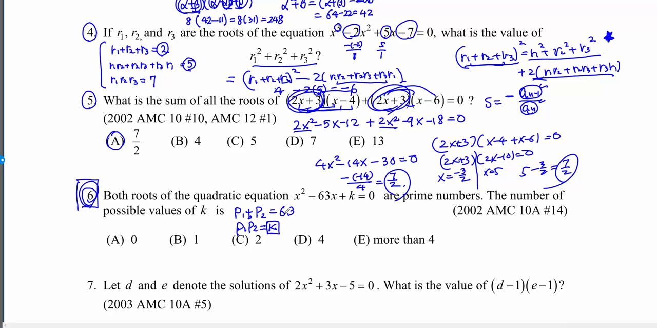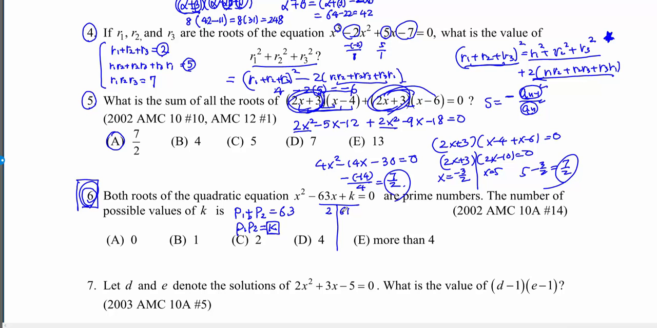P1 plus P2 is 63. We know that P1 and P2 should be prime numbers. How can you find prime numbers? First of all, 2 is a prime number. You can try 2 and 61, both will be prime. Yes, 2 is prime, 61 is prime.